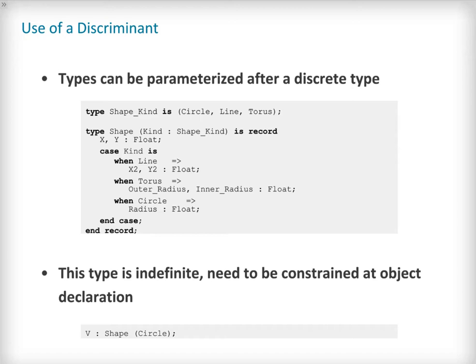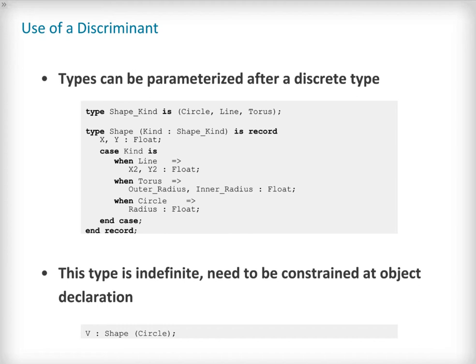An important point here: as soon as I add the discriminant to a record definition, I am creating an indefinite type, a bit like an unconstrained array. So at object declaration, I will have to specify the discriminant. I will have to specify which form of the shape I want to create here. For example, when I write v of type shape with the value circle, I am creating an instance of shape of the form circle, which will contain x, y, and radius as components.